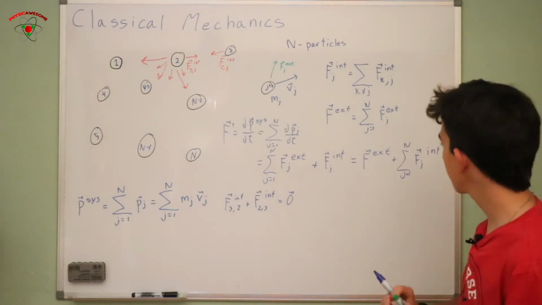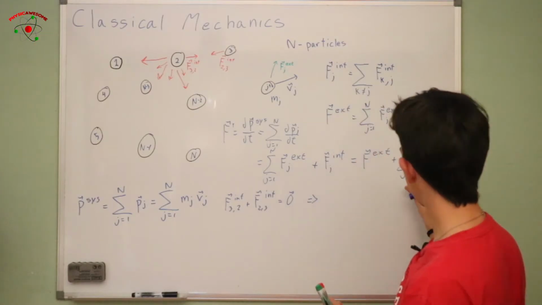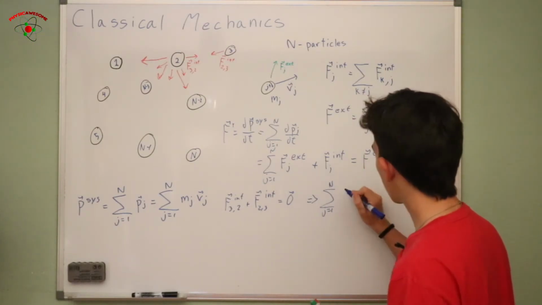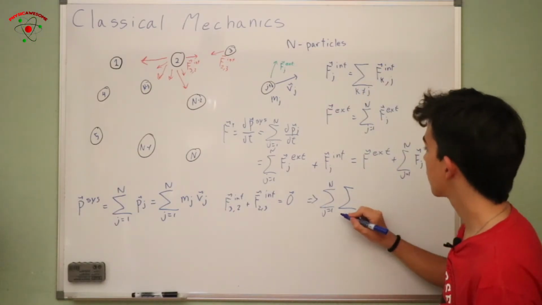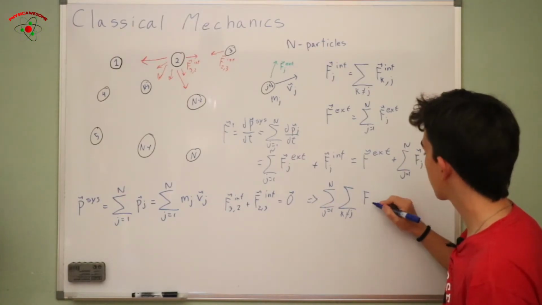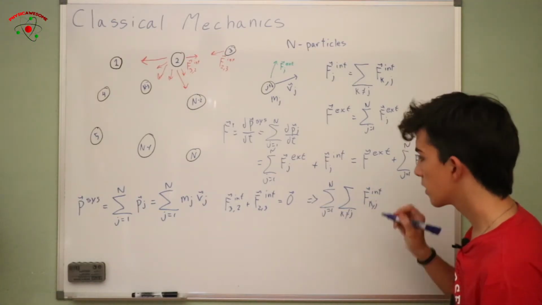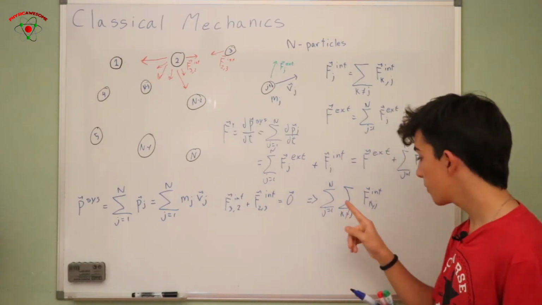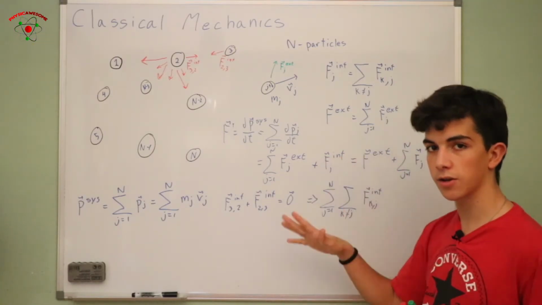Therefore, if we expand this quantity, it is the sum from j equals 1 to n of the sum, substituting this expression in here, of k not equal to j from 1 to n of f_kj internal. And we'll see that for every j we select, there will be a k and a pair from the opposite ones that will cancel that first pair.